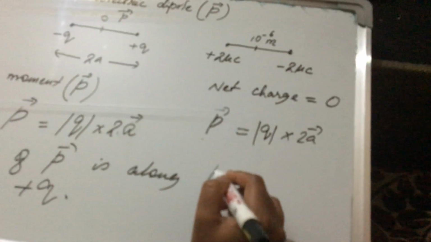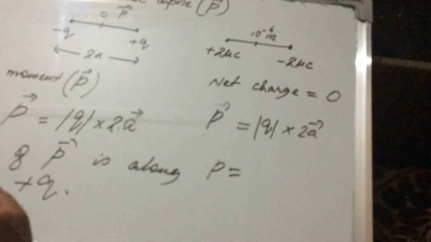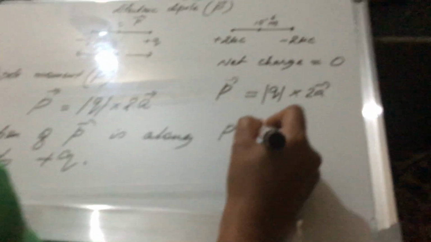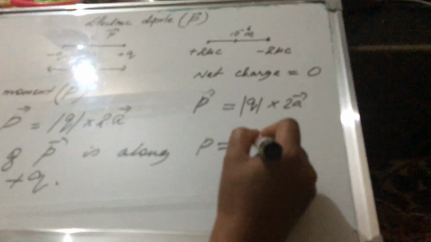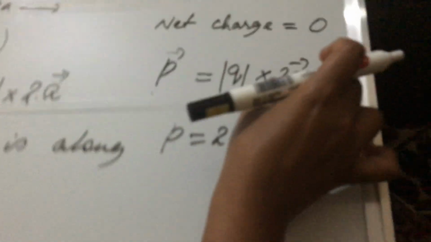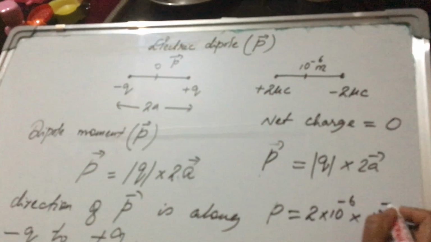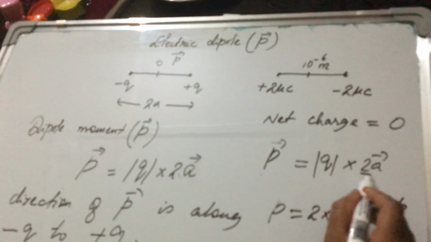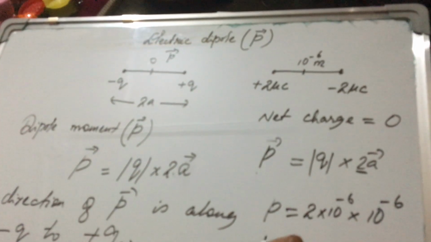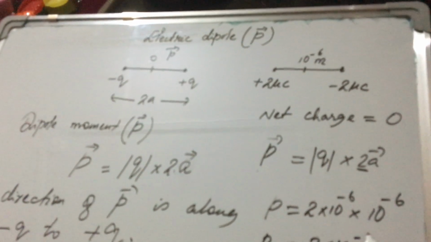Now, what is the dipole moment? I'm just finding the magnitude, so I have removed the vector sign. Either of the charges, so this is 2 micro, which means 2 into 10 to power -6, right? Into how much is the distance between the two? The distance between the two is 10 to power -6. Don't put 2 as we are choosing the origin here. I'm repeating. Dipole moment is 2 into 10 to power -12.